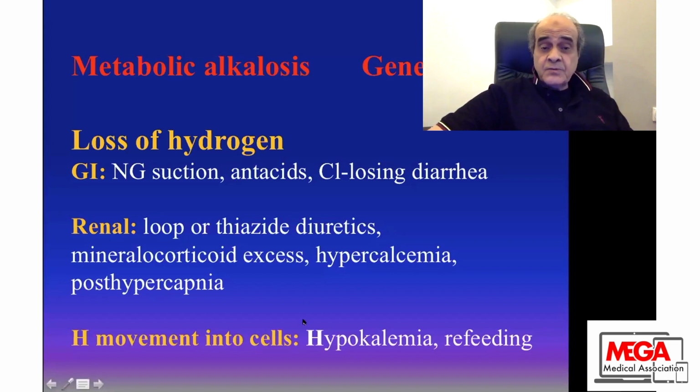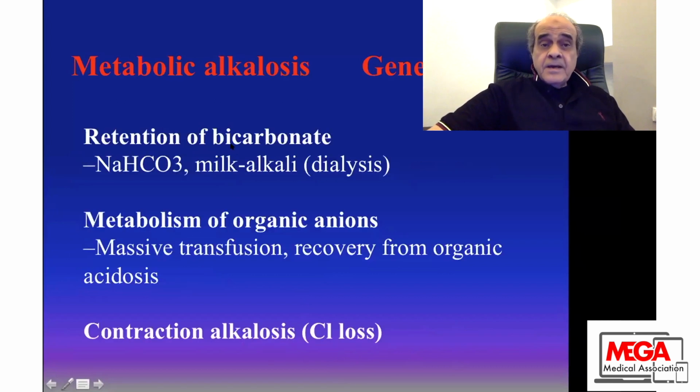Hydrogen movement into cells in a state of hypokalemia, refeeding, is a common cause of metabolic alkalosis because of chloride ion loss and potassium decrease. Retention of bicarb also, as in milk-alkali treatment; metabolism of organic anions, as in massive transfusion, recovery from organic acidosis; and contraction alkalosis because of chloride loss.